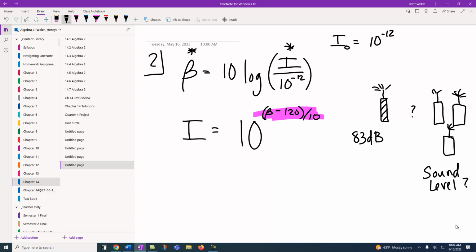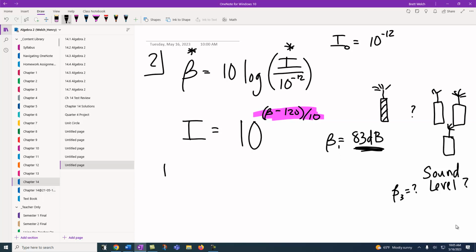All right, so you have the sound level. This is the beta for 1, and I'm asking for the beta for 3. Okay, so for us to figure out the beta for 3, we have to remember all of the adjustments have to happen on the intensity side of things. So first thing you need to know is what's the intensity of your first situation.